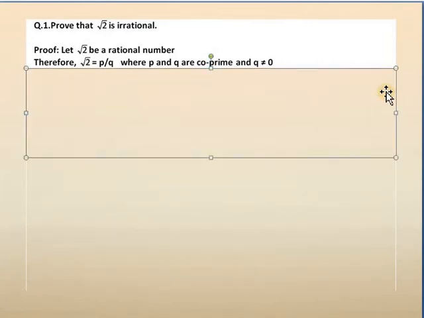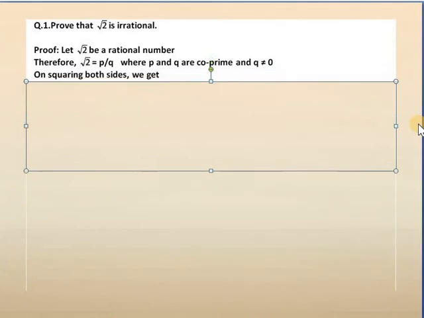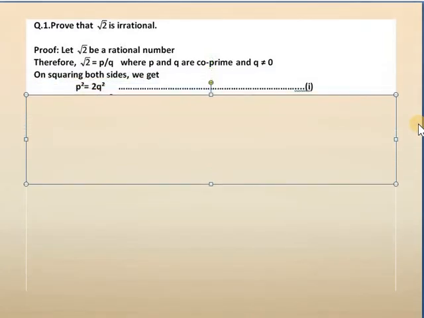If root 2 is equal to p by q, and you square both sides, then root 2 square becomes 2, and this side becomes p square by q square. If you cross multiply, you get 2q square equal to p square, that is, p square is equal to 2q square. So on squaring both sides, we get p square is equal to 2q square. This is the first equation.